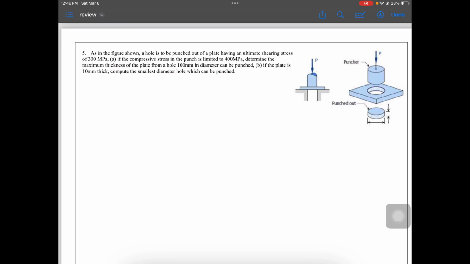Number 5 example. As in the figure shown, a hole is to be punched out of a plate having an ultimate shearing stress of 300 MPa. If the compressive stress in the punch is limited to 400 MPa, determine the maximum thickness of the plate from a hole 100 mm in diameter can be punched. So, 100 mm yung diameter for situation A. Hahanapin yung corresponding thickness naman ng plate.